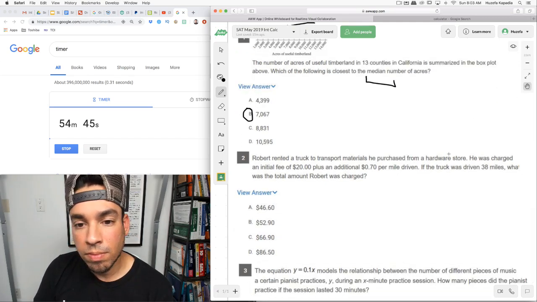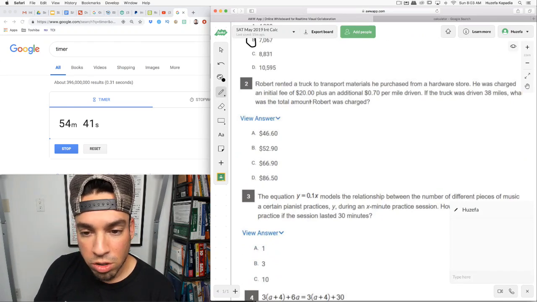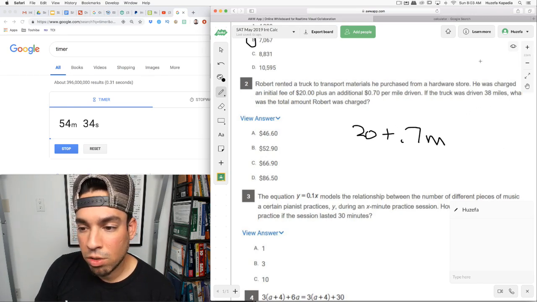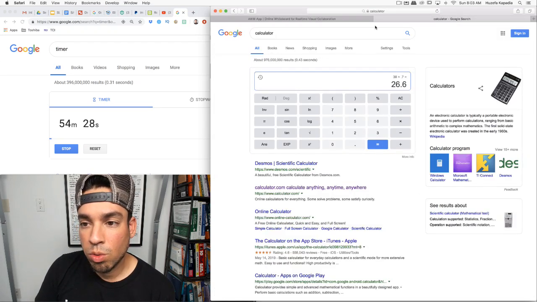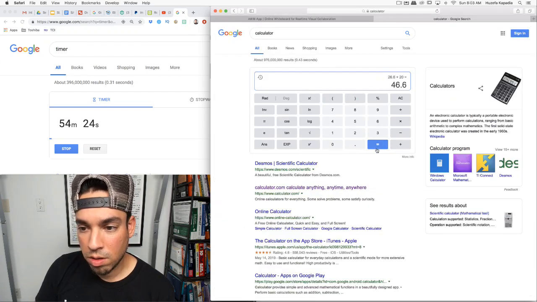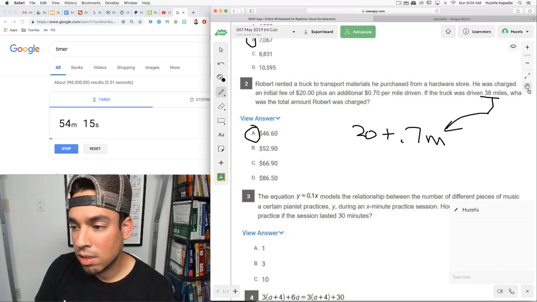Done. Next. Robert rented a truck to transport materials he purchased from the hardware store. He was charged an initial fee of $20 plus $0.70 per mile driven. If the truck was driven 38 miles, so 38 times 0.7, 38 is the M, is 26.6 plus 20 equals 46.6, right? I created an equation and then plugged this value in here, and I got $46.60.